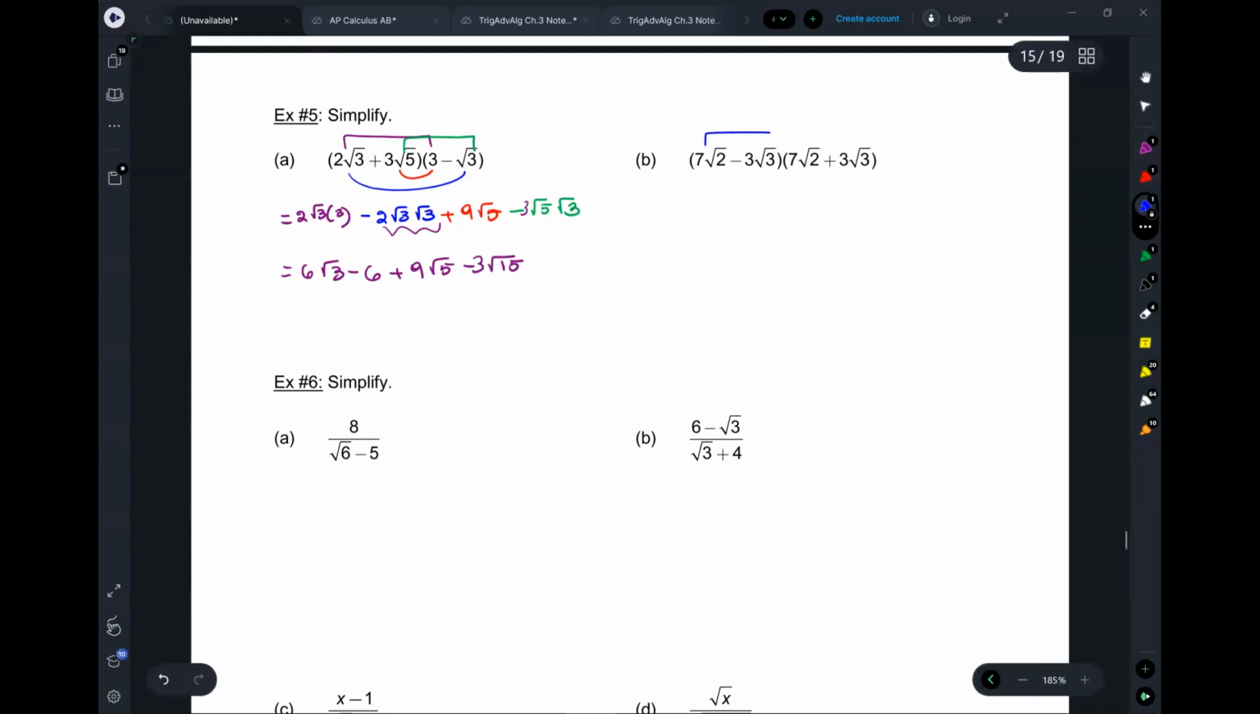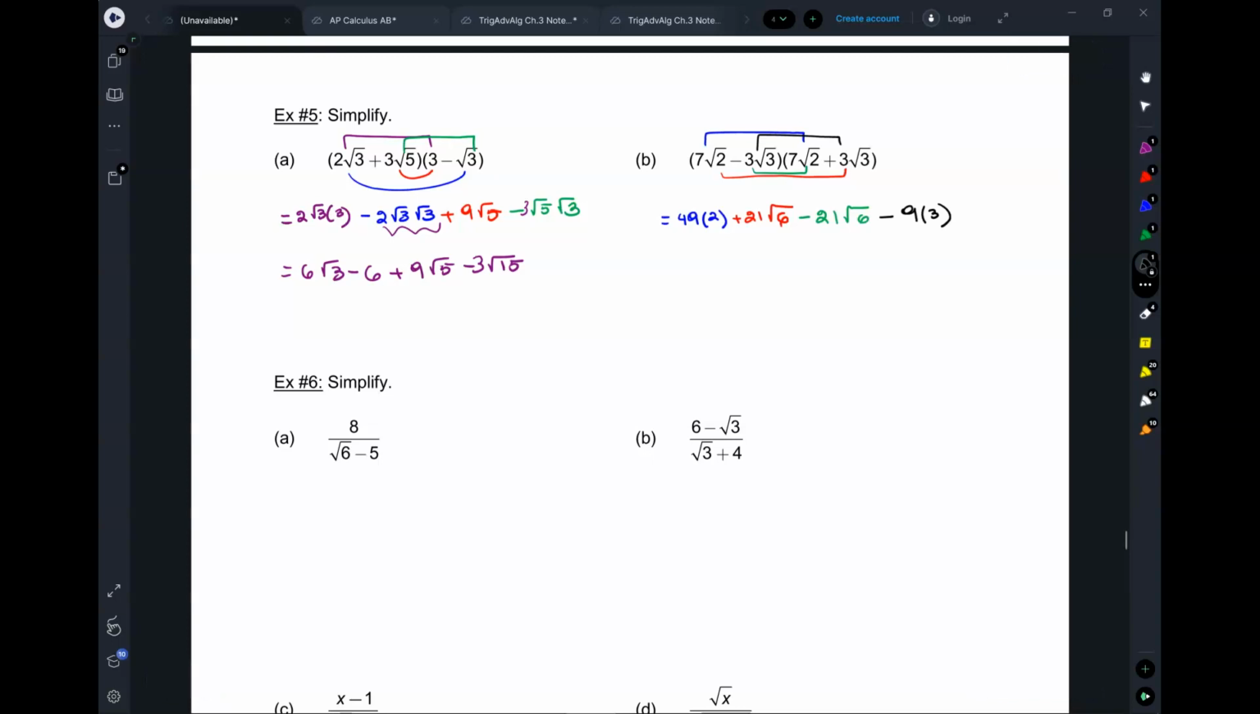Okay, so first will give us 49 times 2. We're going to be quicker on our feet this time. The outer ones, 7 times 3 is positive 21 root 6. The inner ones, negative 21 root 6. And then the last ones, negative 9 times what? 3. So that's negative 27.